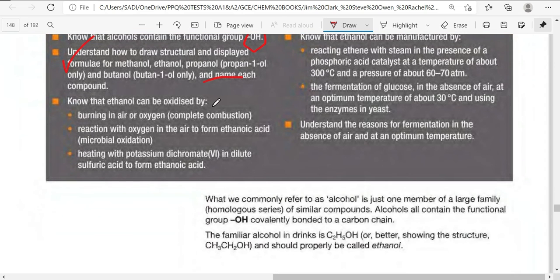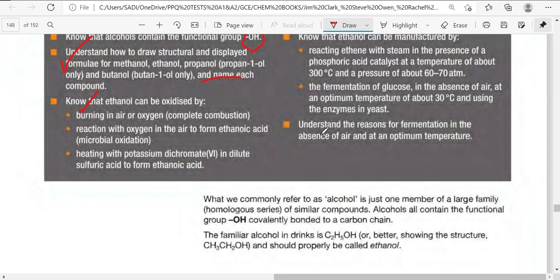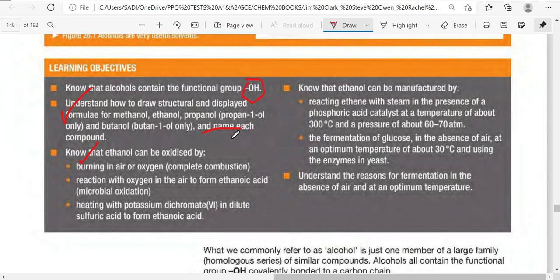Know that ethanol can be oxidized by burning in the air. We will work on this in the next class. Reaction with oxygen in the air to form ethanoic acid, and heating with potassium dichromate in dilute sulfuric acid to form ethanoic acid. We'll work on these also. And then know that ethanol can be manufactured by reacting ethene with steam, that is the industrial process.